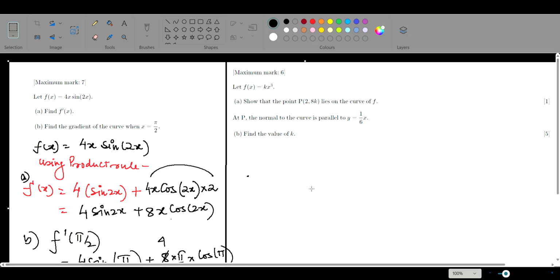I put the next question on the board. This is a very easy question. You need to figure out, the normal equation is given to you. You need to figure out the value of k.